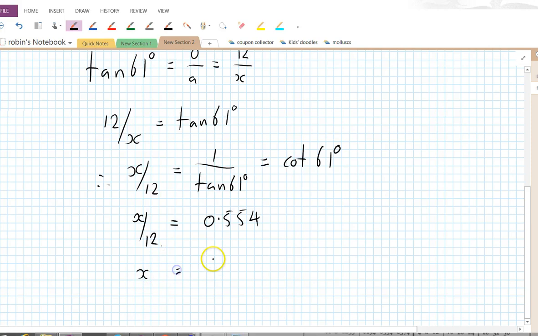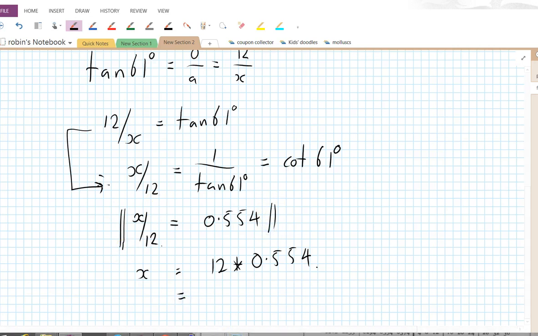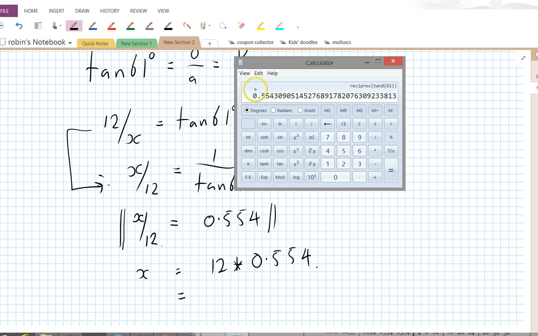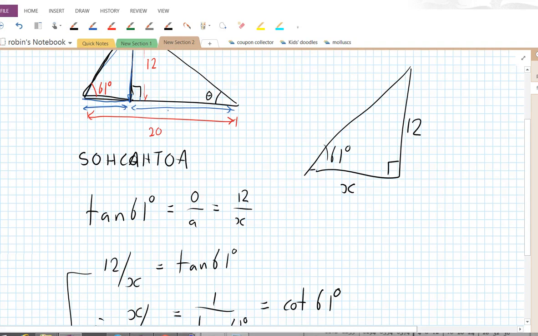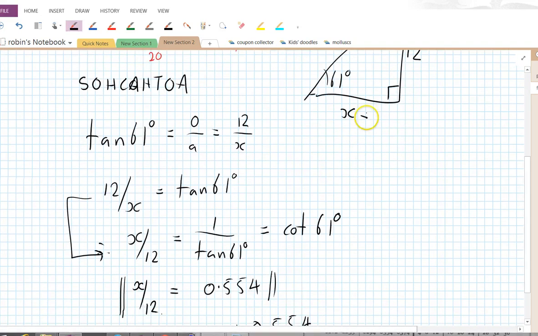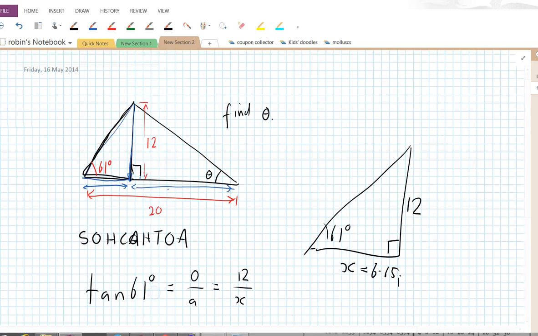So x equals 12 times 0.554. Do you see why I needed to take the reciprocal between here and here? Because now I just need to multiply both sides of this equation by 12, and then I've just got my x. Going back to my calculator, that's already the cotangent of 61. It's got more decimal places here, so you just multiply that by 12, and that's 6.65 roughly. So x from up here is equal to 6.65. That helps us, because in this overall diagram, we know that that's 6.65.